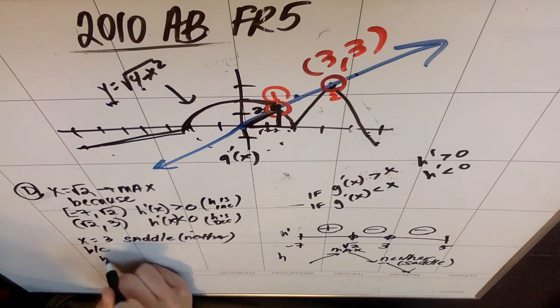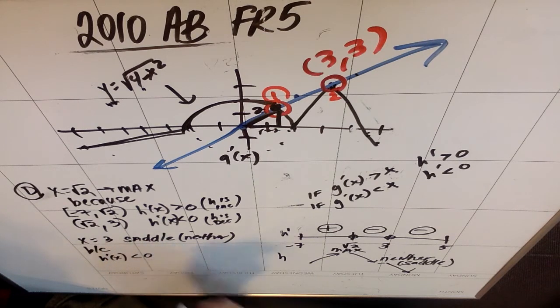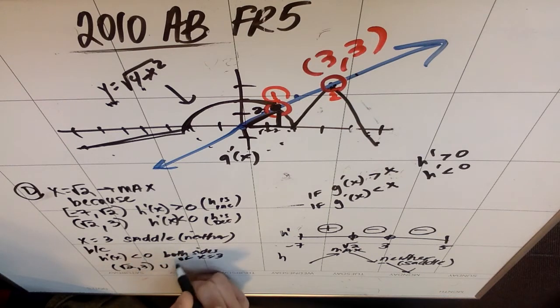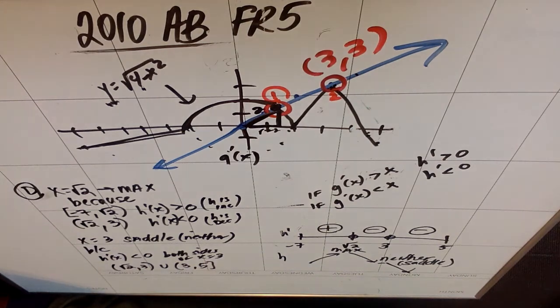Because h prime of x is less than 0 on both sides of x equals 3, essentially meaning from root 2 to 3 and from 3 to the unincluded or the now included 5, right? So again, when you're asked to explain, you're explaining essentially what you did visually with a picture, but in words, they want to see that analysis. Okay.